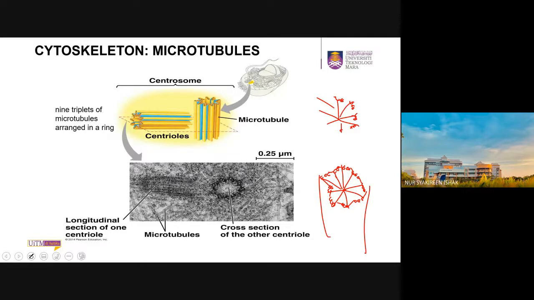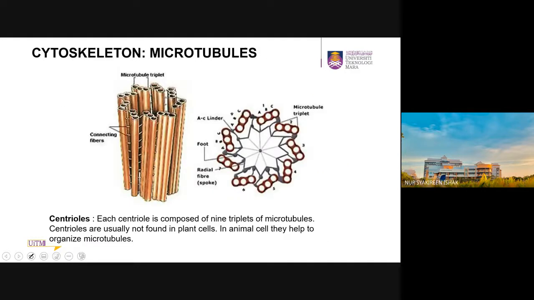So you have to know how to draw it. Draw 9 branches: 1, 2, 3, 4, 5, 6, 7, 8, 9. Then draw small circles like that. Because it has come out in the exam, they asked to draw it.